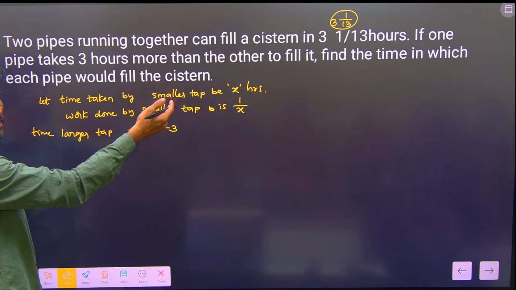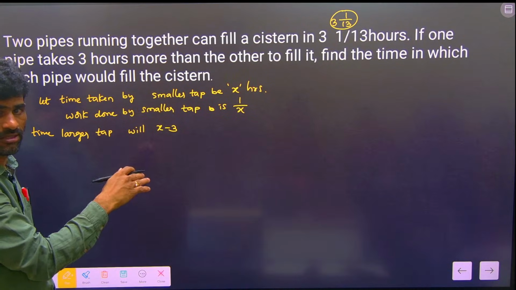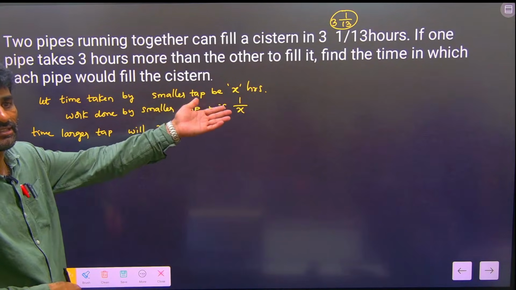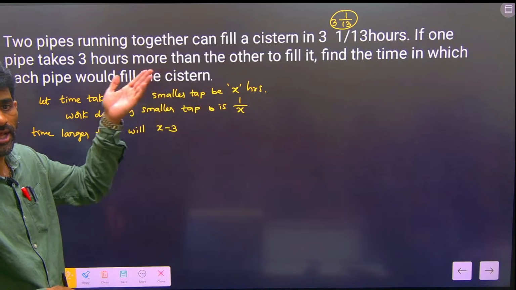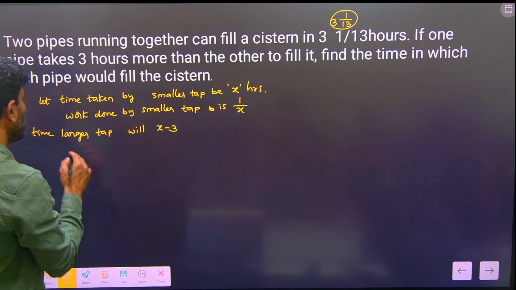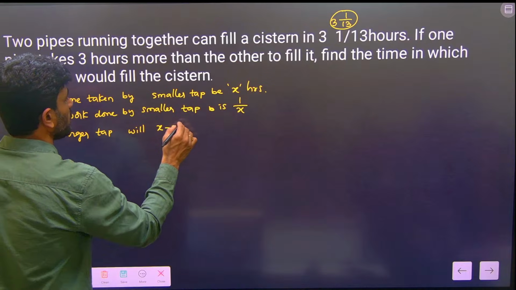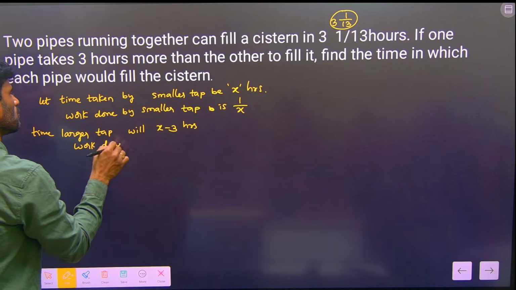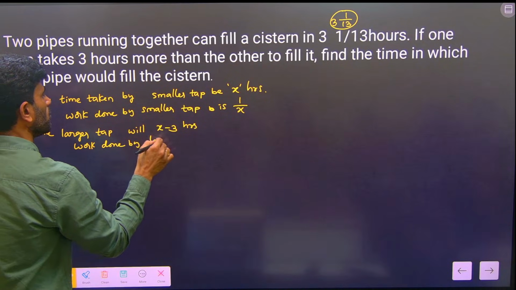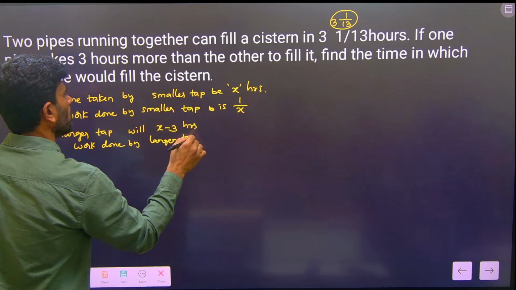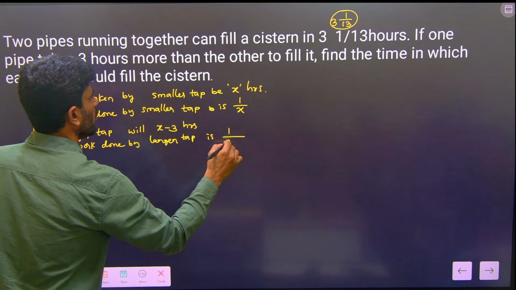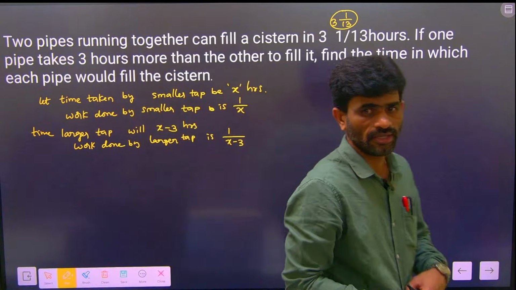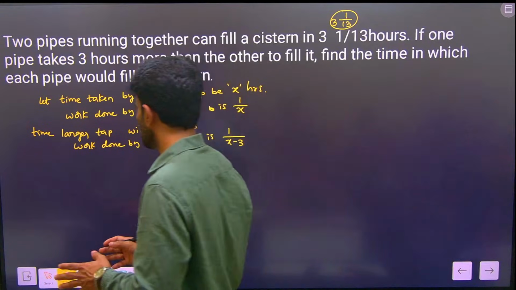What we took? Smaller tap we took first. If larger tap is x, smaller tap will be x plus 3. But we took smaller tap as x, so larger tap will become x minus 3. Now, time taken by larger tap will be x minus 3 hours. Then work done by larger tap is 1 by x minus 3. You should be careful about it. 1 by x, next one is 1 by x minus 3. They both are separate.